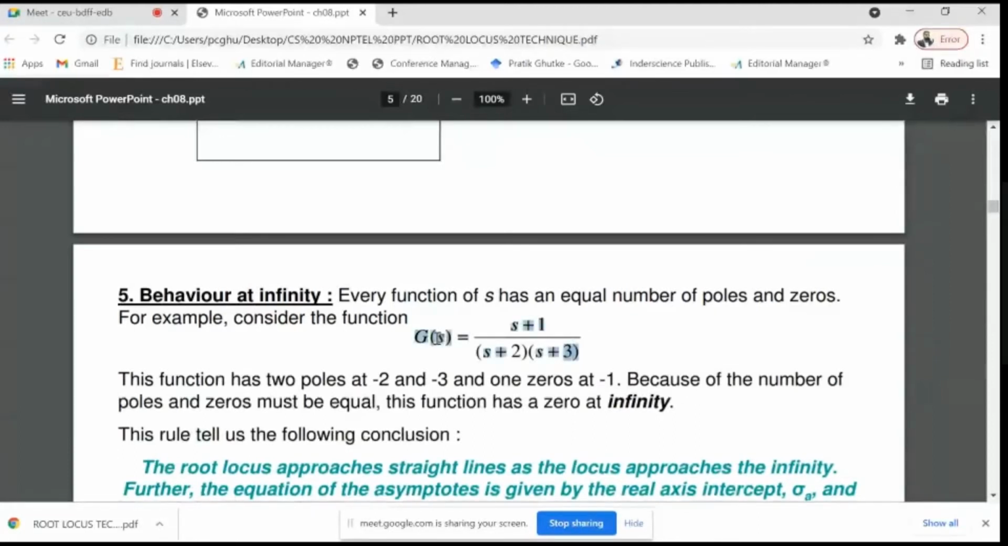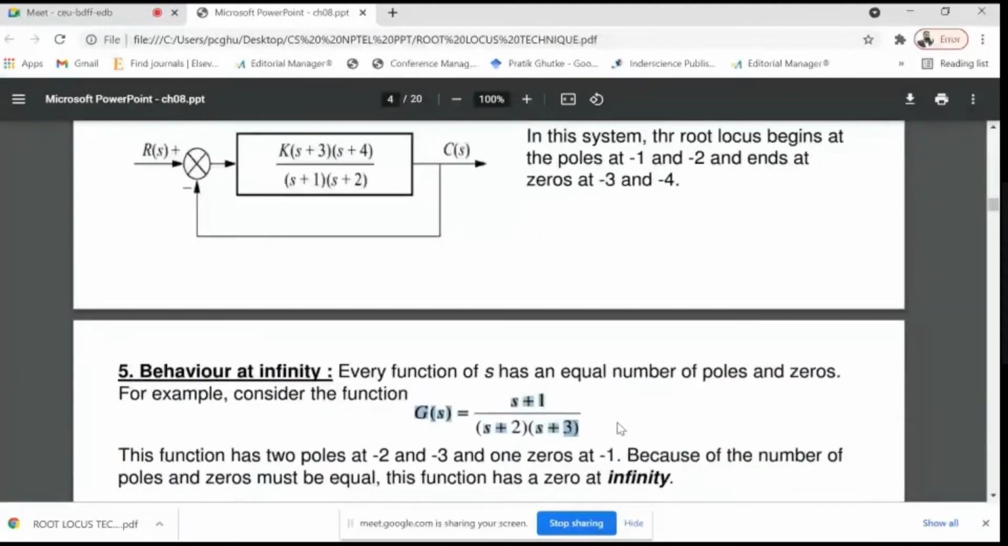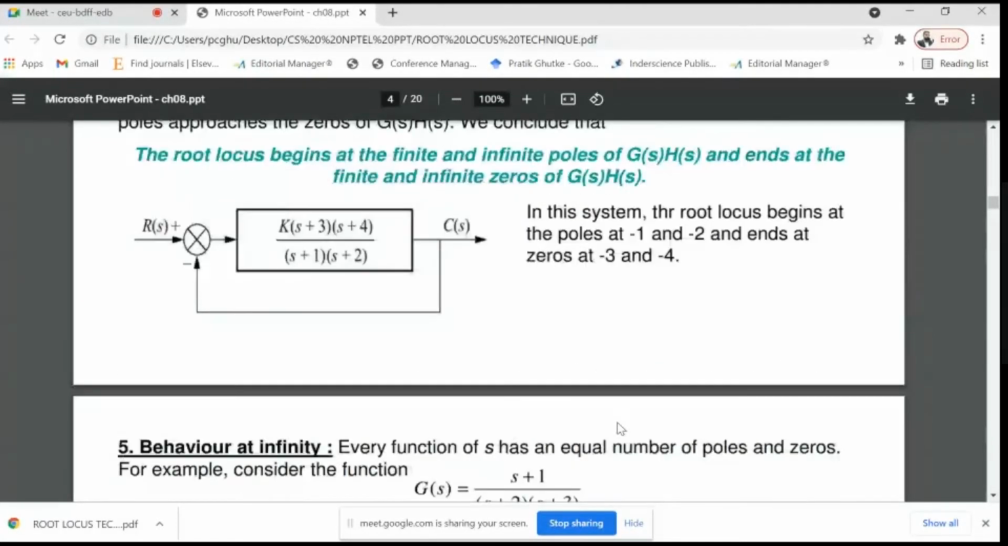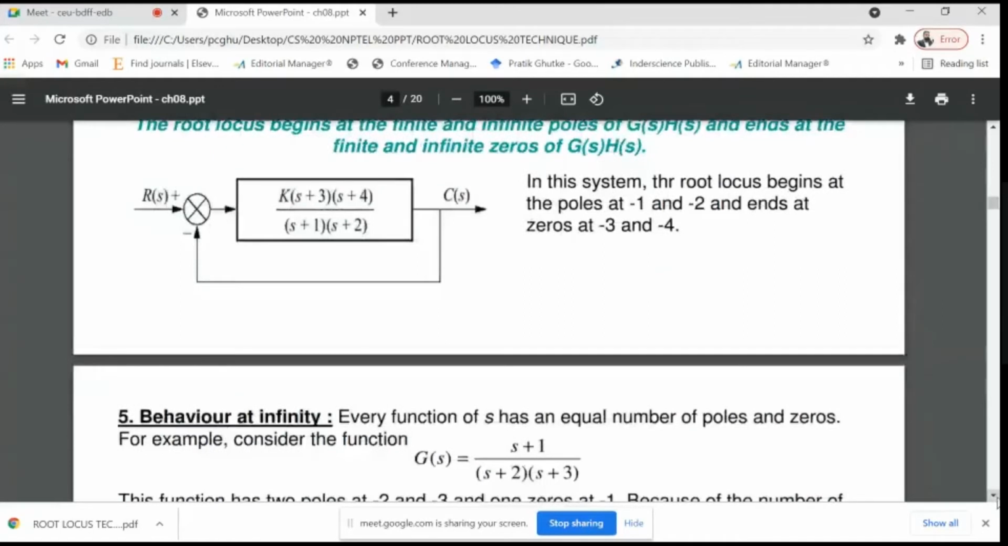Yes, tell me, anyone? G(s) equals s plus 1 divided by s plus 2, s plus 3. How many poles are present in your system and how many zeros? Yes, anyone please tell. Unmute yourself and just tell me.